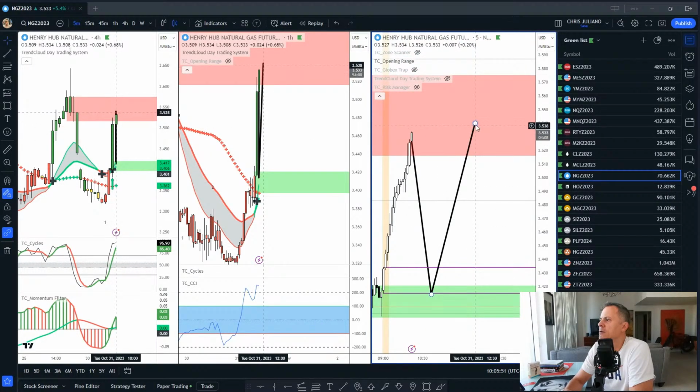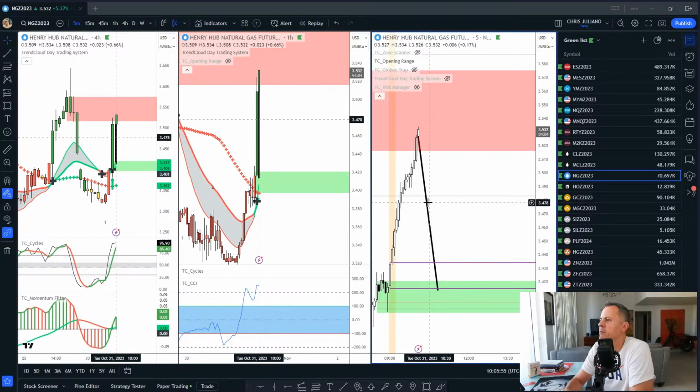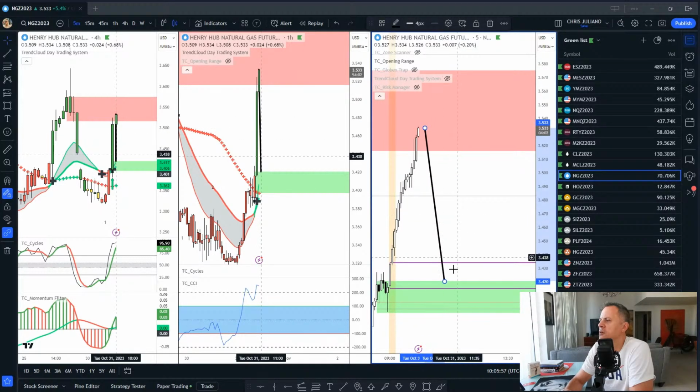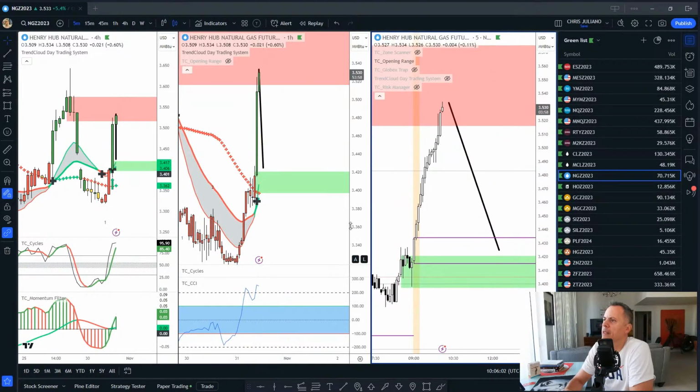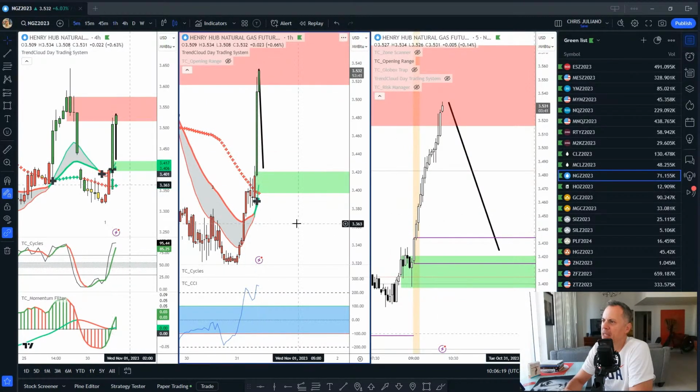So we should see some kind of turnaround from there, right? Don't you wish every opening range breakout happened just like this? You would take it all the time. You would take it every single time. This is rare. This is very rare, right?